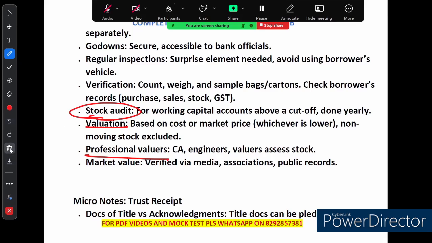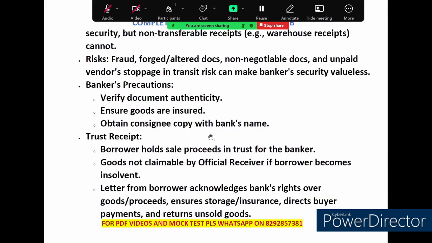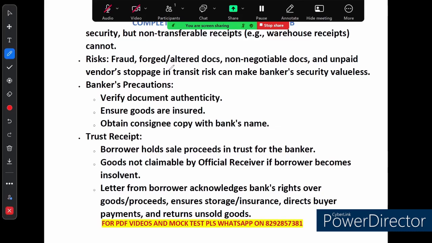Now let's talk about the trust receipt, and the precautions the bank takes. First thing is title document versus acknowledgement. Sometimes documents like a title deed can be pledged as security, but others like a warehouse receipt cannot be transferred as security. Remember it, very very important.